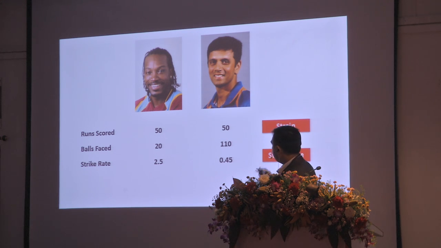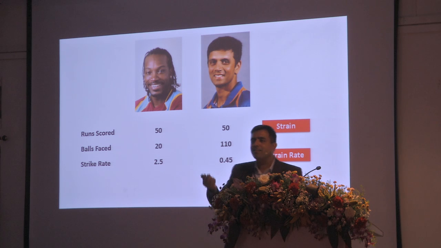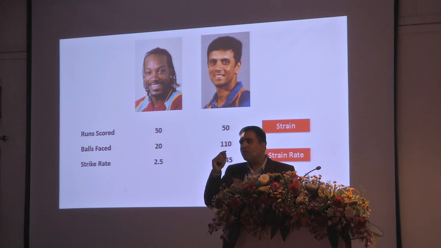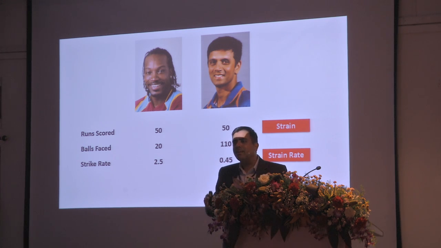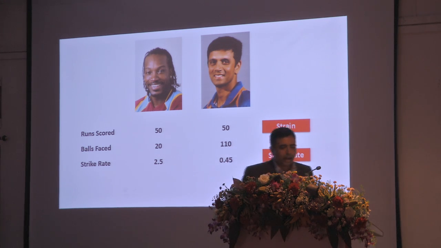Another quick example: Chris Gayle and Dravid may have scored 50 runs each in the same over. However, Chris Gayle would have done it in 20 balls, versus Rahul Dravid, who would have done it in 110 balls. They may have the same strain, but their strain rate is entirely different. So please remember that you need to know both the strain as well as the strain rate to quantify something accurately.